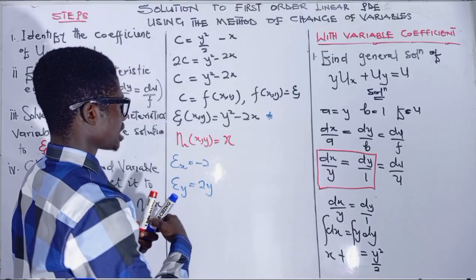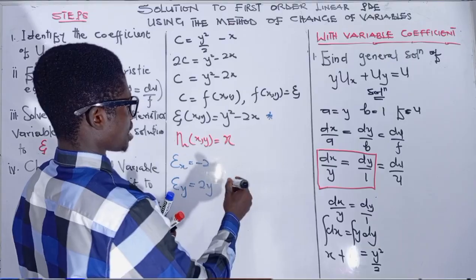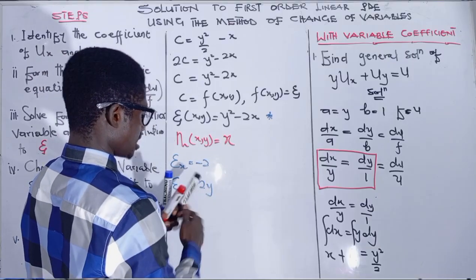Then we move on to eta x. So we have eta. Let me use it writing.